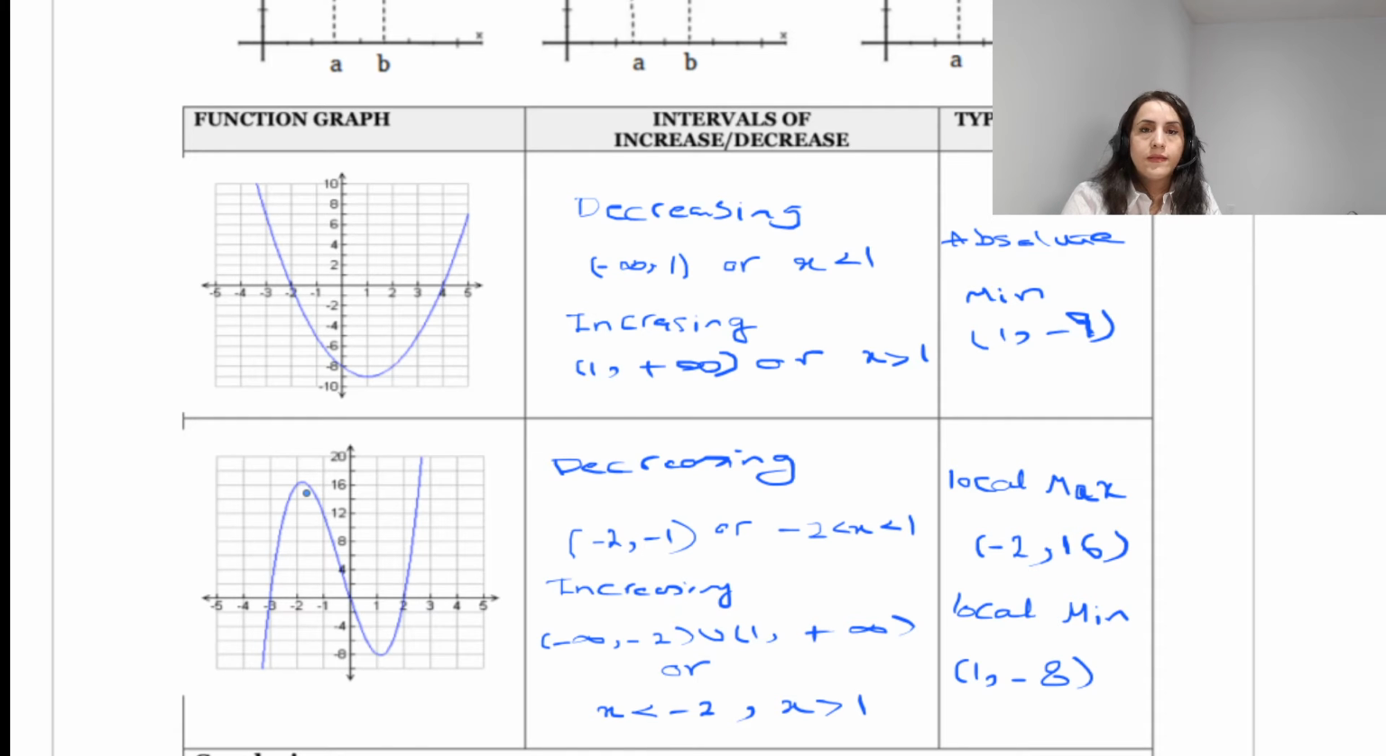Because this point is not the highest point of my graph and this point is not the lowest point of my graph. They are high or low in their own neighborhood. Here I'm going to have (-2, 16) as a local maximum and (1, -8) as a local minimum.